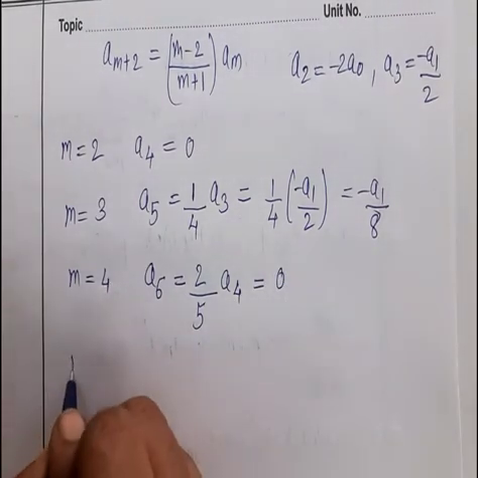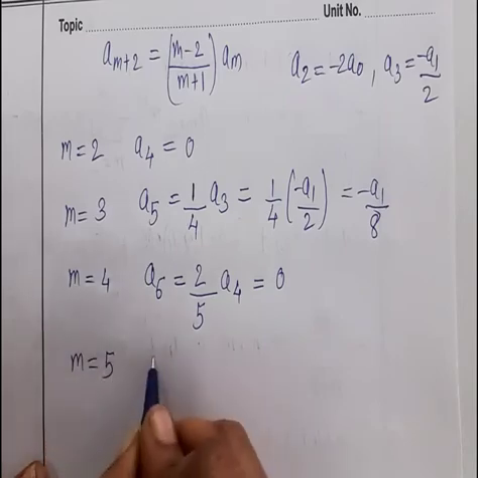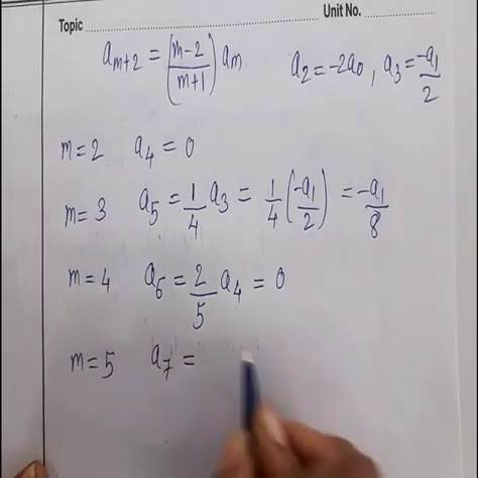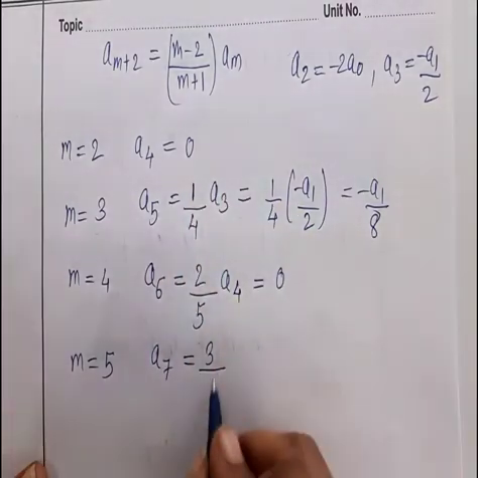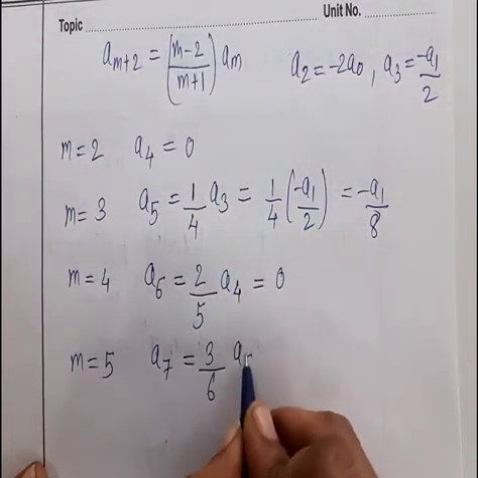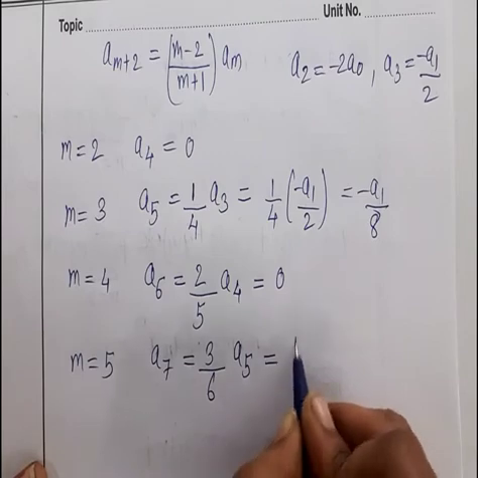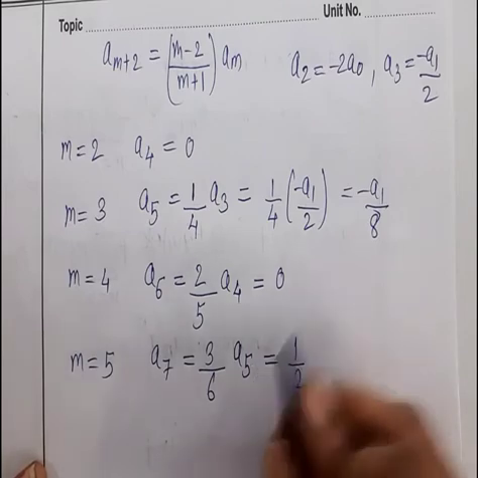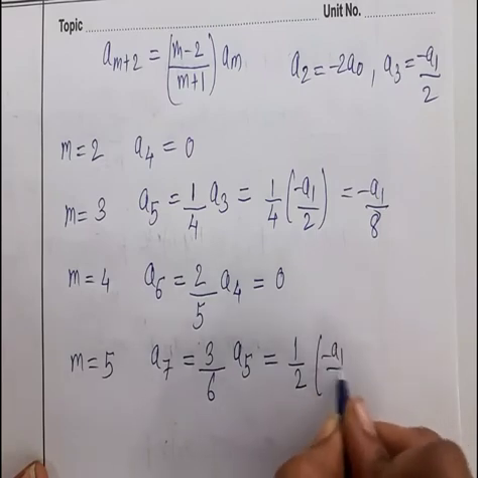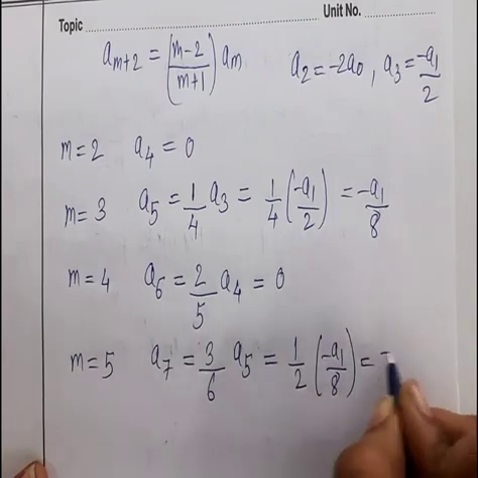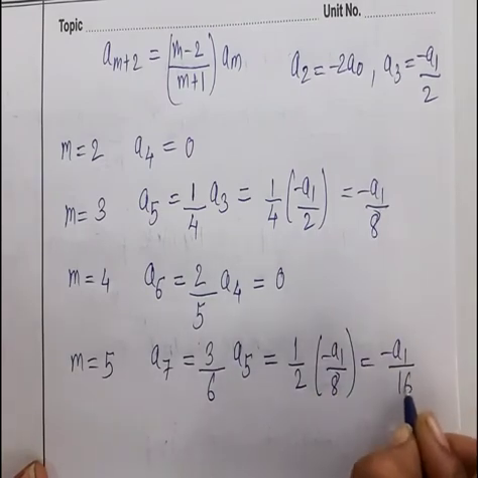Then m is equal to 5. So it becomes a7 equal to 5 minus 2 is 3, 5 plus 1 is 6, multiplied by a5. Now it is 1 by 2 times a5. a5 is equal to minus a1 by 8. So this is equal to minus of a1 by 16.